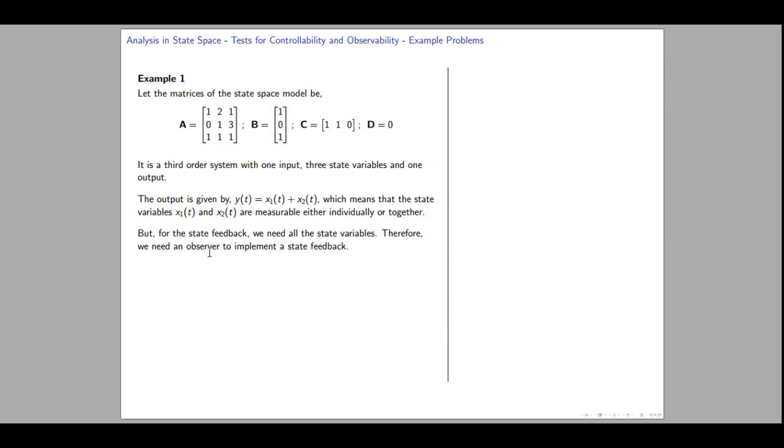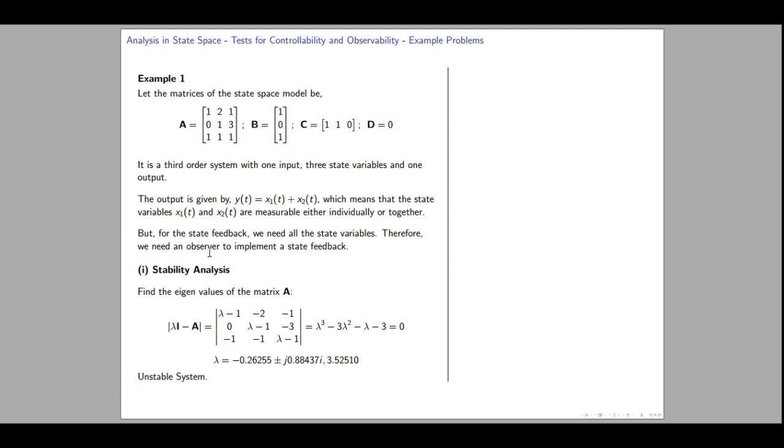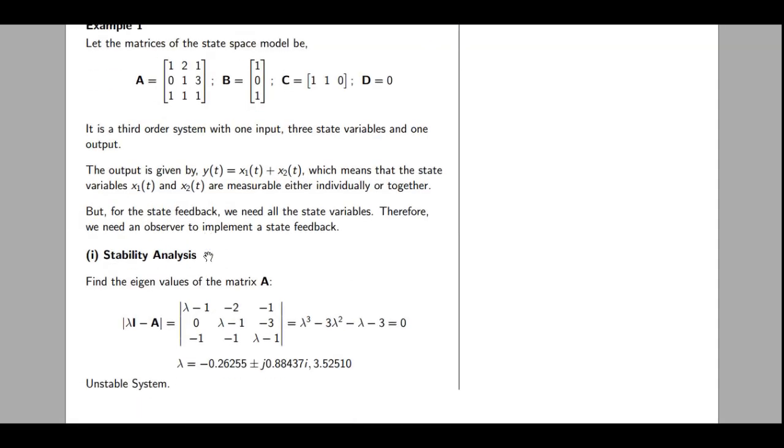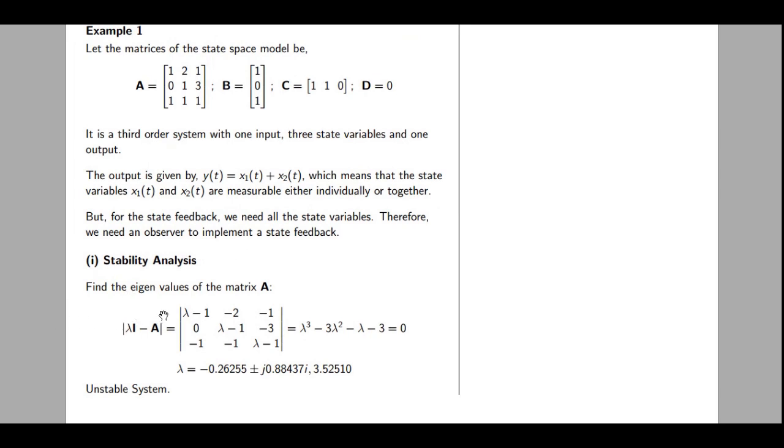Okay, so let us see the analysis one by one. First, let us talk about the stability analysis. So how do we find out the stability analysis? We take the eigenvalues of the state matrix. This is how we take the eigenvalues: lambda I minus A, determinant. You take the determinant, you get a polynomial, equate it to 0, find out the roots of the polynomial, you get the lambda values or the eigenvalues.